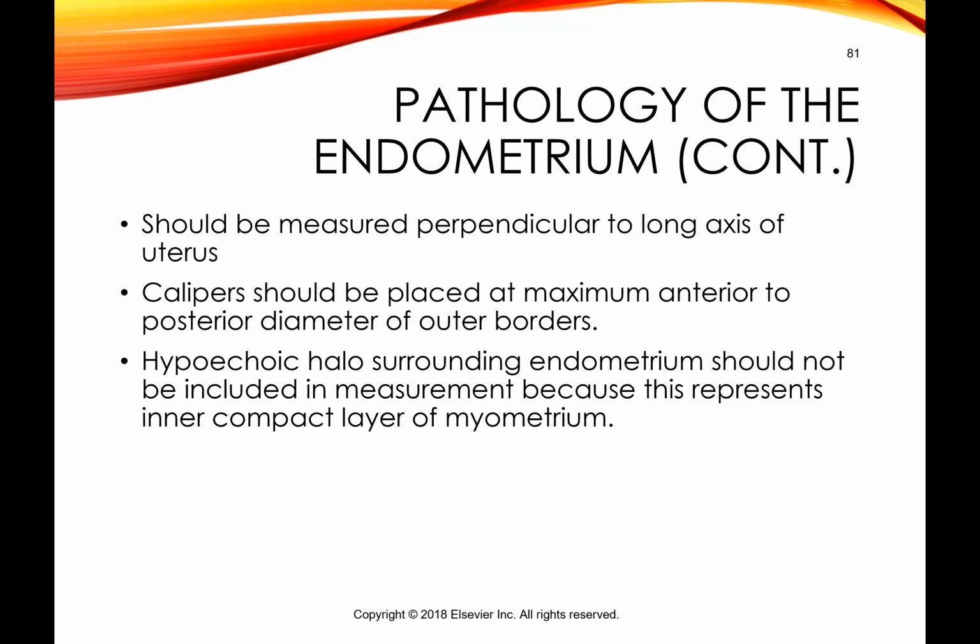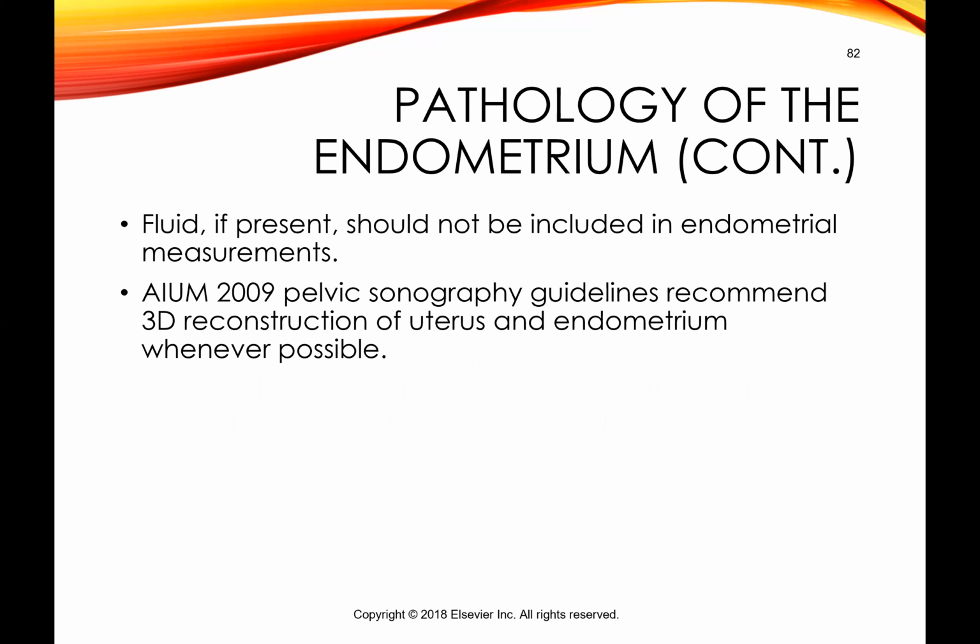There is sometimes a hypoechoic area around the endometrium called a halo, and you should not be measuring this because it's just part of the myometrium. So you want to make sure that you are just measuring the echogenic portion of the endometrium. If there's any fluid, it shouldn't be included in the endometrial measurement. I usually measure the fluid and then I measure the endometrium.